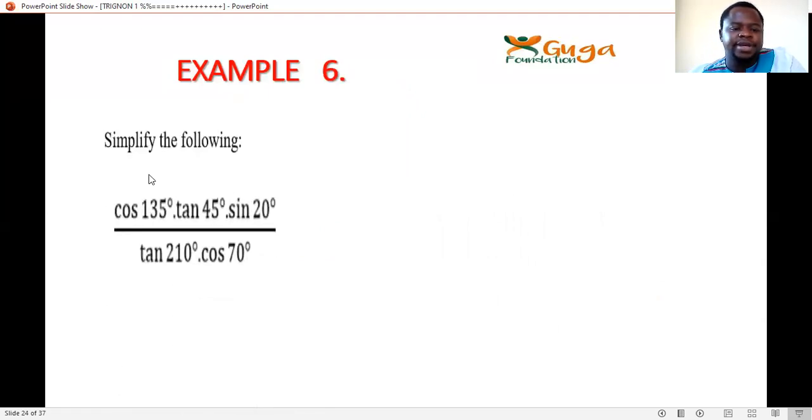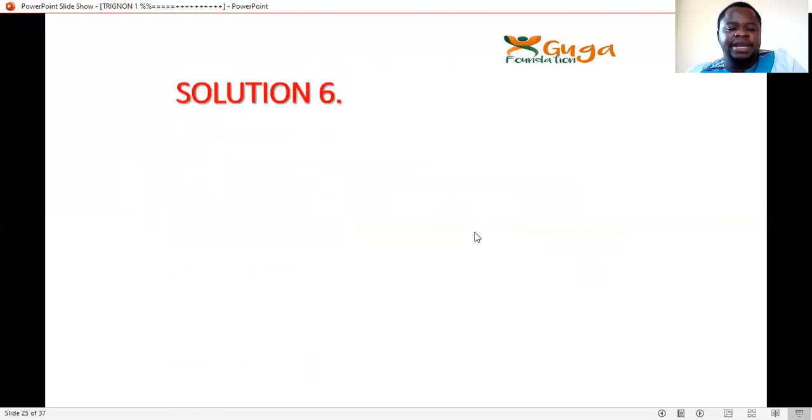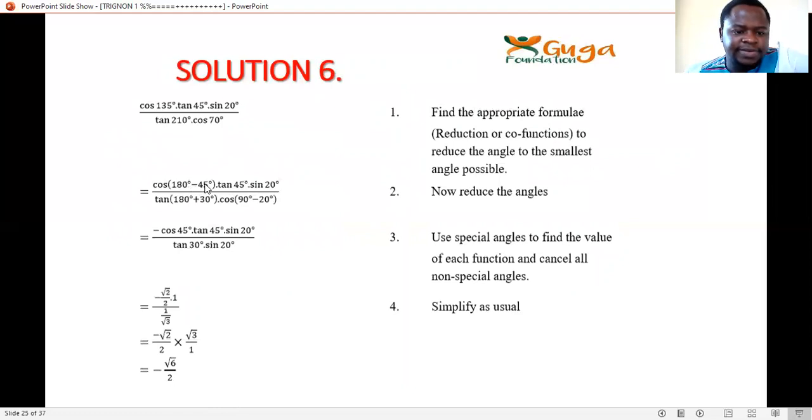So now let's look at example number 6. Simplify the following: cos 135 tan 45 sin 20 over tan 210 cos 70. Here, you've been given cos of 135, you can say 180 minus 45. For tan of 210, you can manipulate it, and then you can also change this one to a cofunction. So you will have something like this: cos of 180 minus 45, and then tan of 45, sine of 20, and then tan of 210, which is 180 plus 30, multiplied by cos of 90 minus 20, which is equivalent to cos 70.